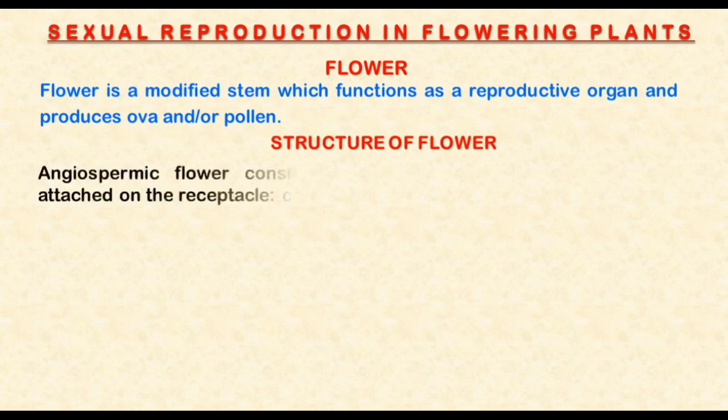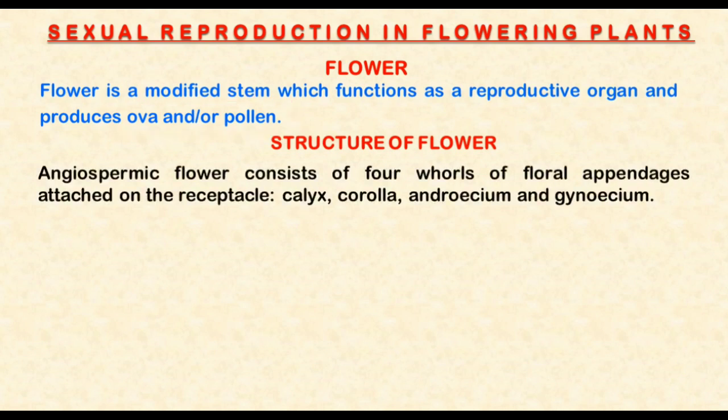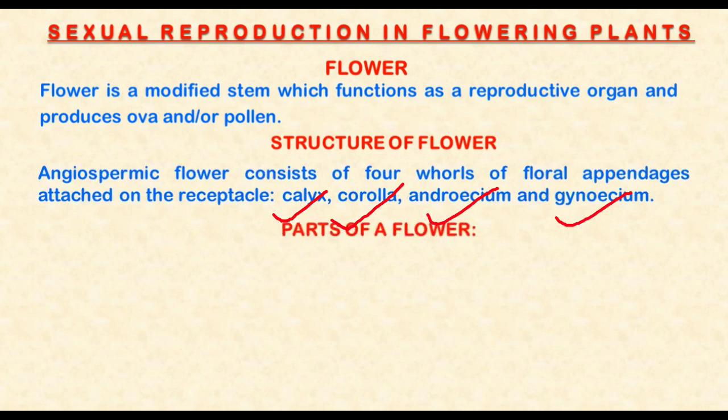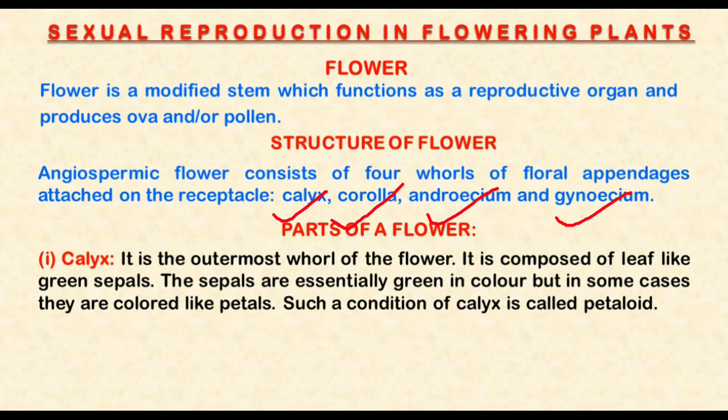Next is structure of flower. A flower consists of 4 parts: calyx, corolla, androecium and gynoecium. First part is the calyx. It is the outermost wall of the flower. It is composed of leaf-like green sepals, and their function is to protect the flower during early stages.